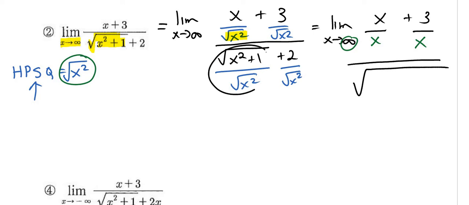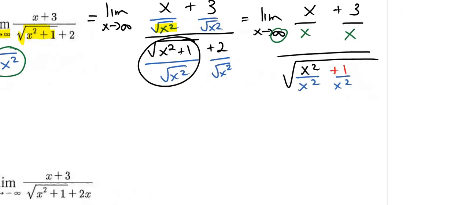Now, in order to simplify this, like a radical divided by a radical, I can write everything underneath one big radical sign. This will be plus 1 over x squared. Continue on, plus 2 over, now once again, this symbol right here, the square root of x squared is really the absolute value of x, and the absolute value of x will be x in this case.